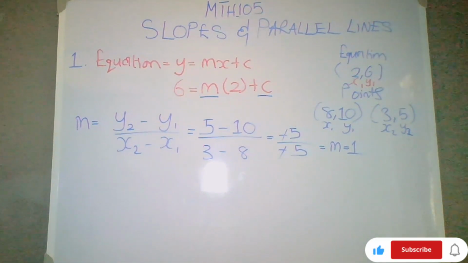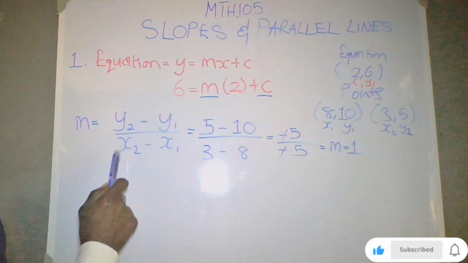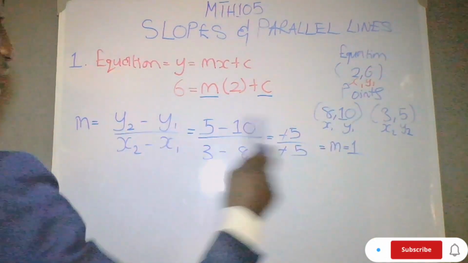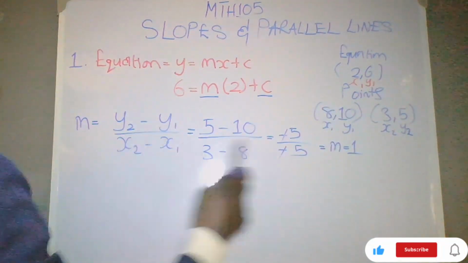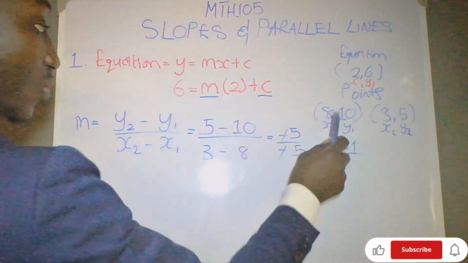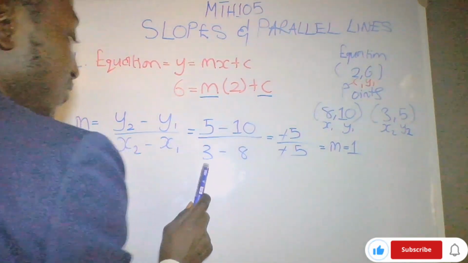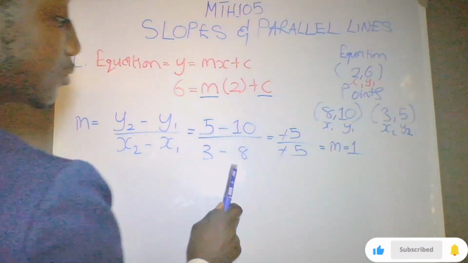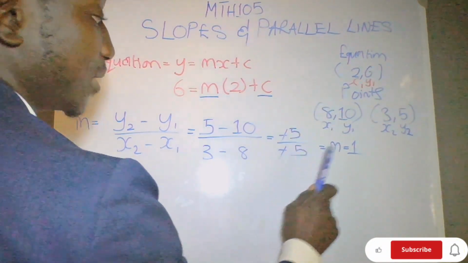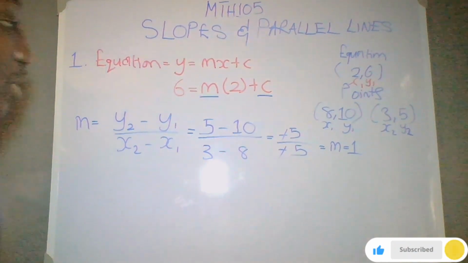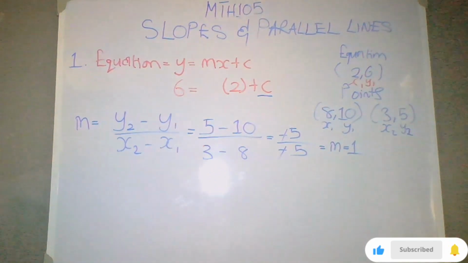We have our m equals 1. This is the formula, y2 minus y1 over x2 minus x1. So we have the y2 here, the y1 here, the x2 here, and x1, which is 8, here. So this is a positive 5 and a negative 10, a positive 3 and a negative 8. So we have minus 5, minus cancels minus, then 5 divided by 5 also gives 1. So we have our m, which is 1. So we can plug it in here.